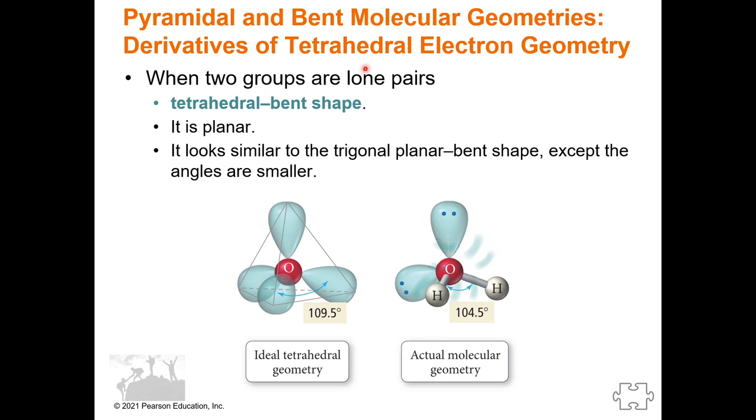Sticking with four electron groups, let's add another lone pair. So here we have water, another classic example. We still have four electron groups, but two of them now are lone pairs. So we don't have a tetrahedral geometry anymore. We have specifically a tetrahedral bent geometry, or you could simply just say a bent geometry. You'll see both terms in your textbook.